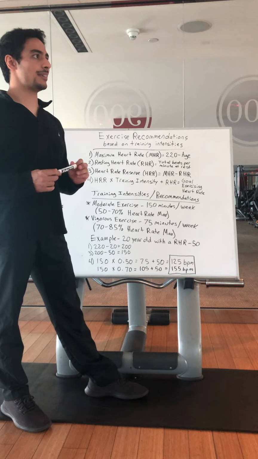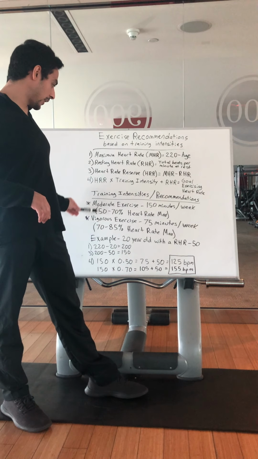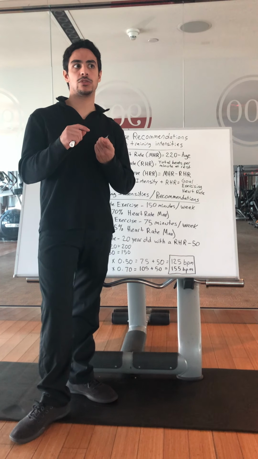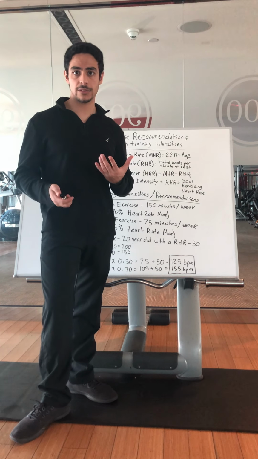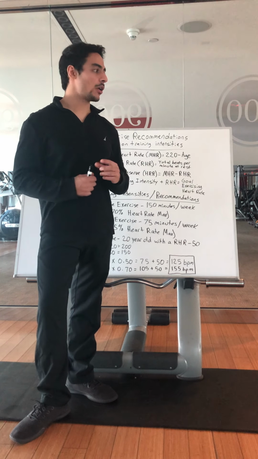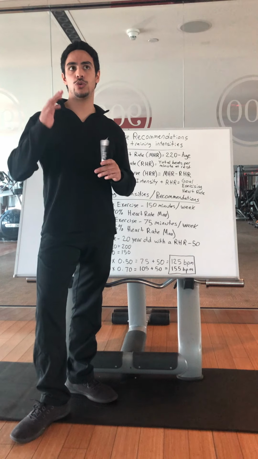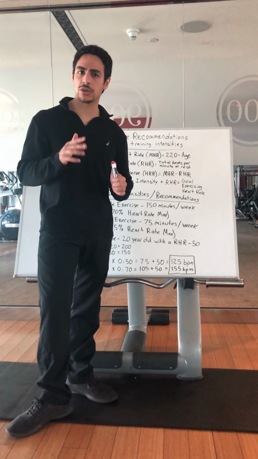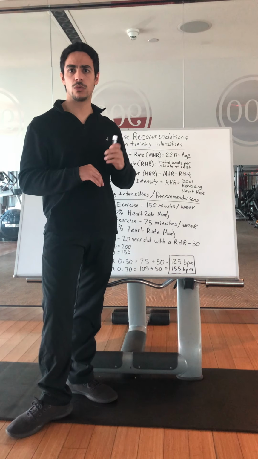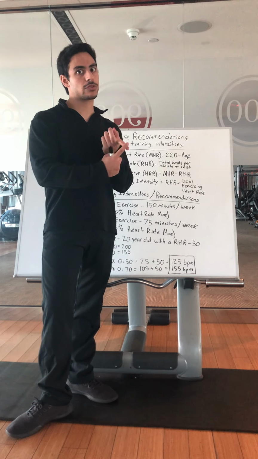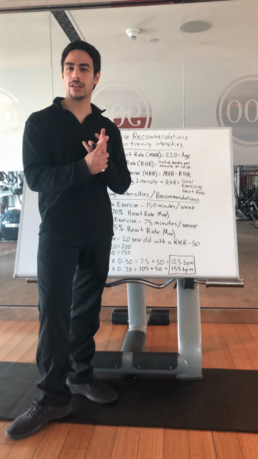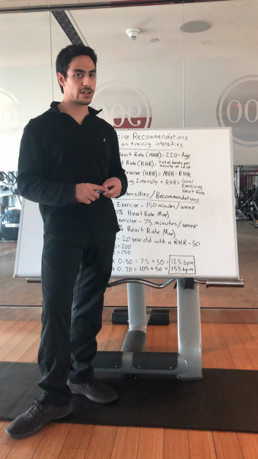Just to give you examples of what these look like, with moderate exercise, you would basically be able to have a conversation while you're exercising. You wouldn't be able to sing, but you would be able to have a conversation, okay? And also, you would break a light sweat after about 10 minutes. So that kind of gives you an idea of what moderate exercise is. Examples of that are brisk walking. Honestly, mowing your lawn is a form of moderate exercise.